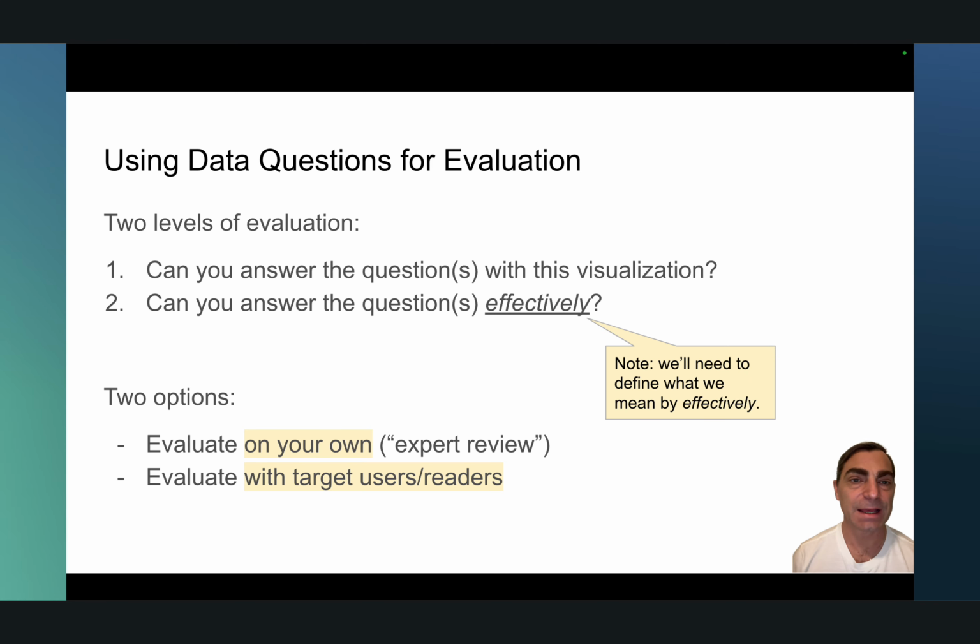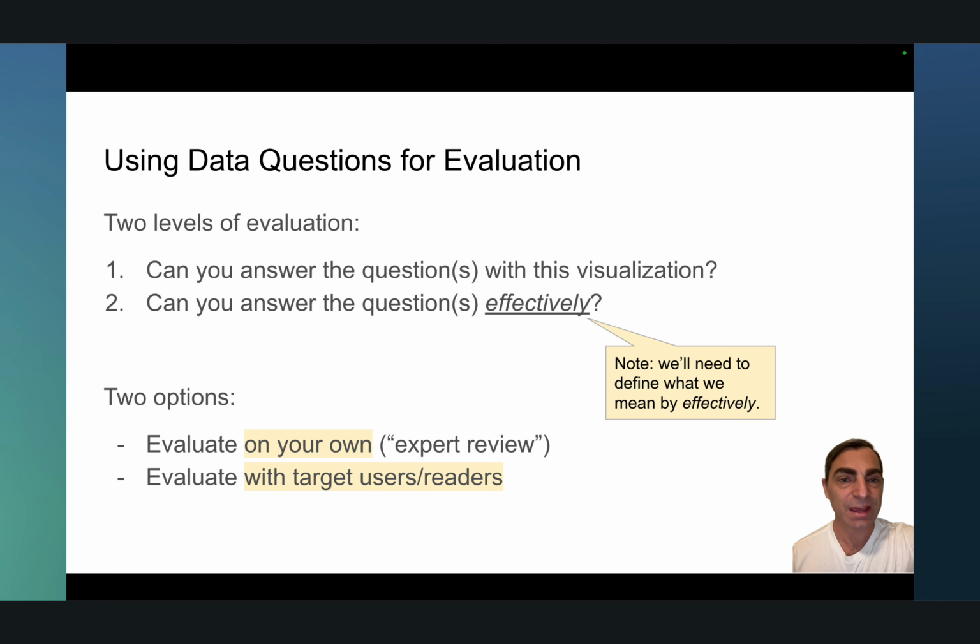Now, another thing that I want to stress is that data questions are also really powerful because you can use them to evaluate data visualizations. How do you do that? Well, if you have a list of questions and you have the visualizations that you develop to answer these questions, what you can do directly is to check for each visualization if it is able to answer the questions that you have. So having that list of questions is really, really useful.